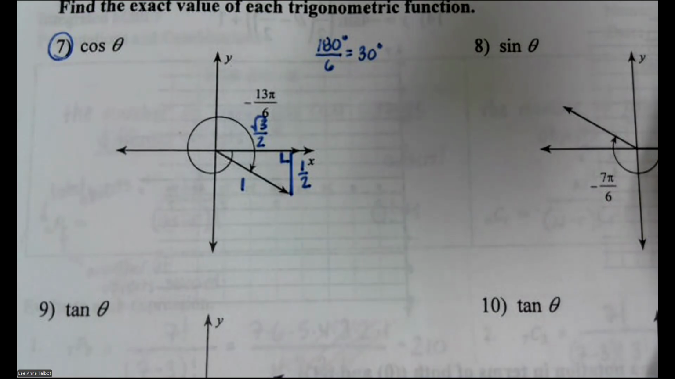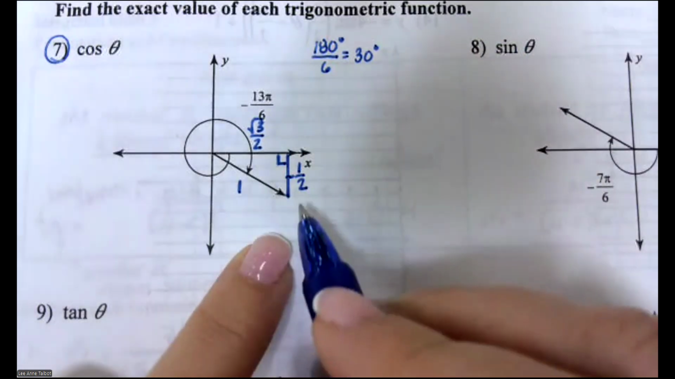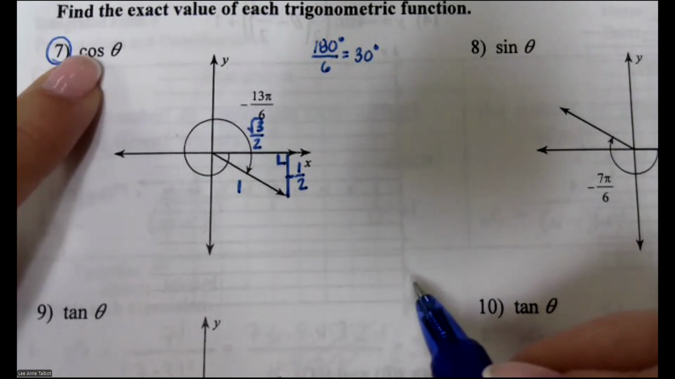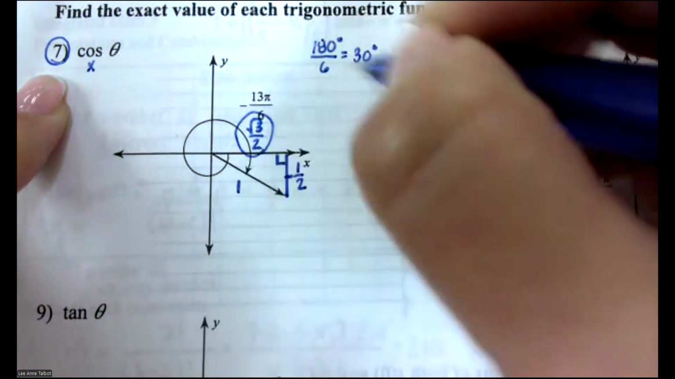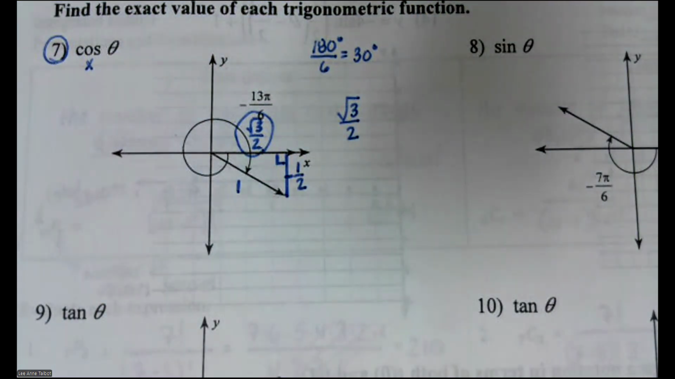And then I have to say to myself, what is positive and what is negative in quadrant 4? This should be -1/2. But it doesn't really matter because it's asking me for cosine. Cosine is the x, which is this. So my answer is that. Okay, then go down to number 11.